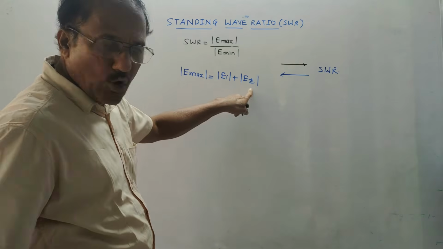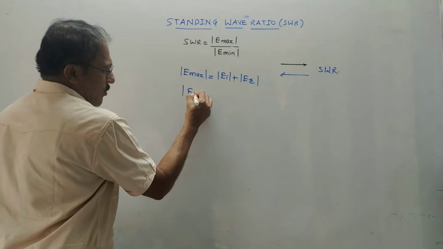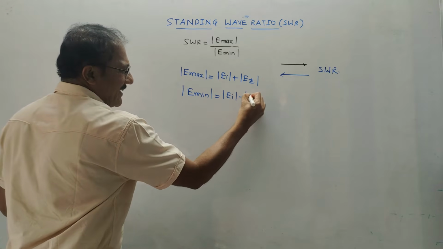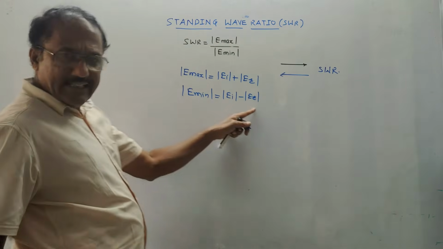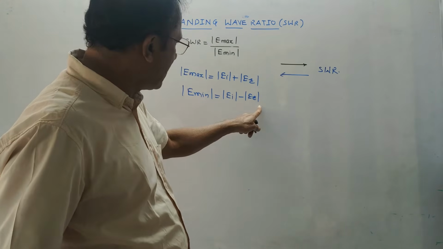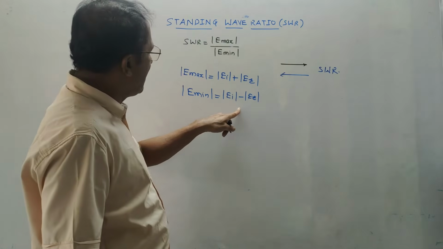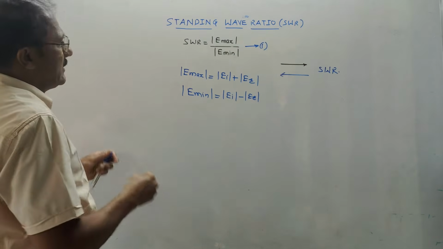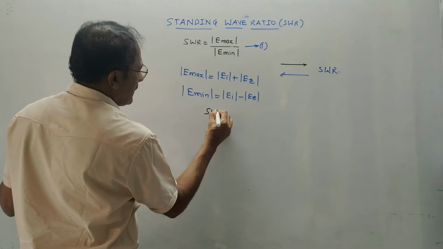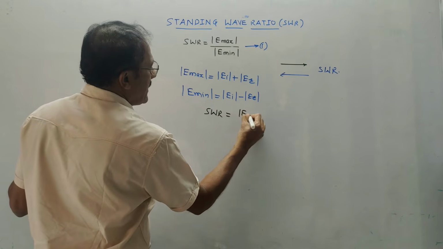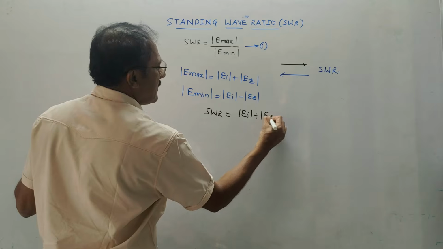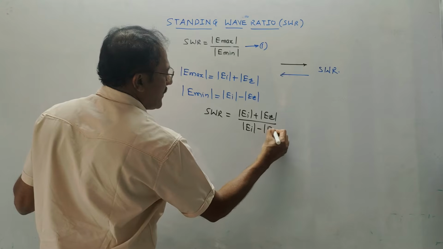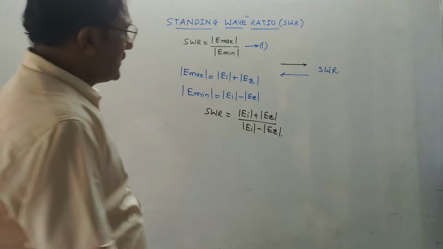So mod of EI plus mod of ER. Similarly, minimum voltage is obtained when incident wave and reflected wave voltages get subtracted because they will be in opposite phase. So this is the equation to calculate mod of E min. Now put these values in equation 1. So you will get SWR equals mod of EI plus mod of ER upon mod of EI minus mod of ER.